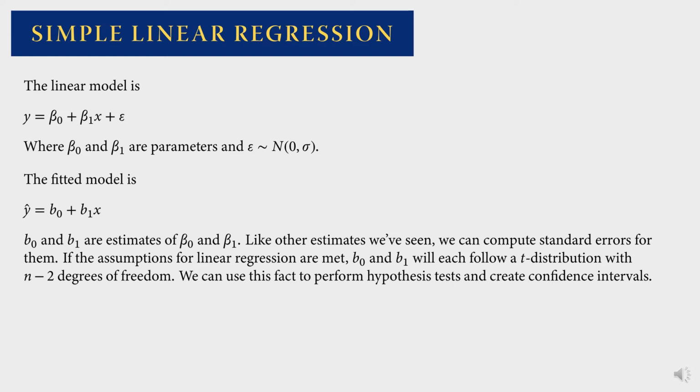We have this theoretical linear model, and we estimate its parameters using least squares regression. These estimates have standard errors associated with them, and if our assumptions hold, they each follow a t-distribution. We can then perform statistical inference. We can use these estimates and distributions to make statements about the parameters.